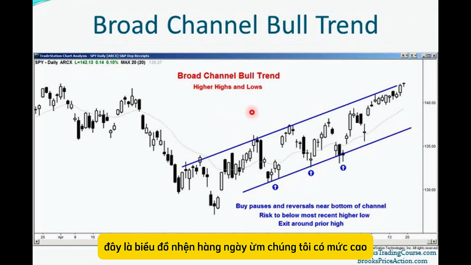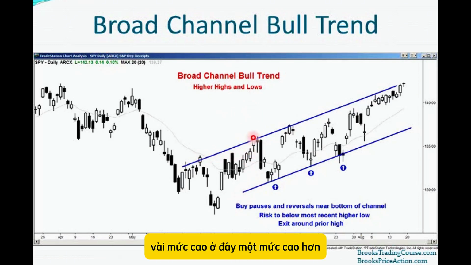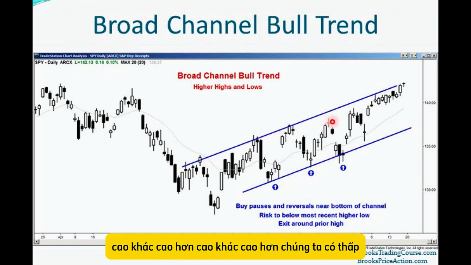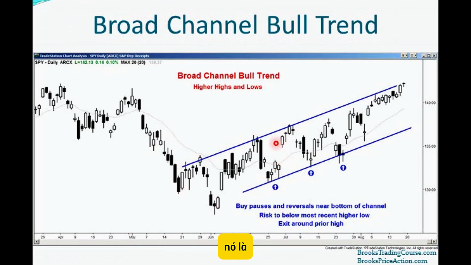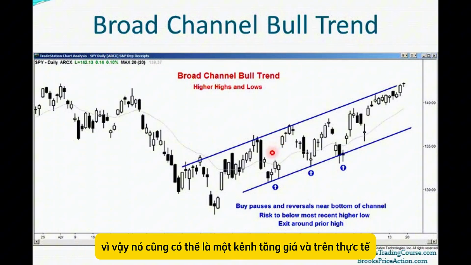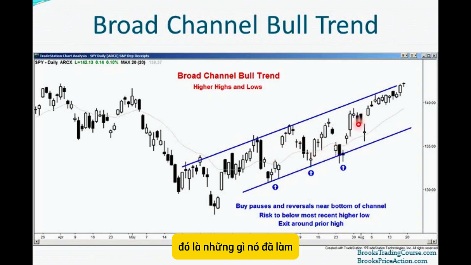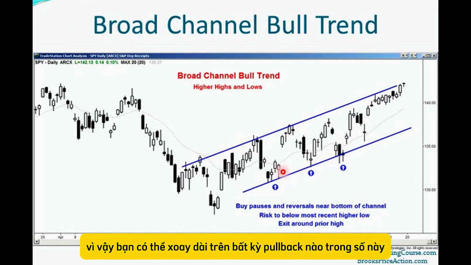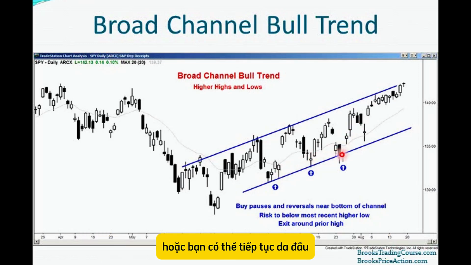Here's the daily spider chart. We have a high, a couple highs here, a higher high, another higher high, another higher high. We have a low, a higher low, a higher low. You can look at this through here and say the market's in a trading range. It is, but you're also getting higher highs and higher lows, so it might also be a bull channel. And in fact, that's what it was doing. So you could swing longs on any of these pullbacks, or you could continue to scalp.